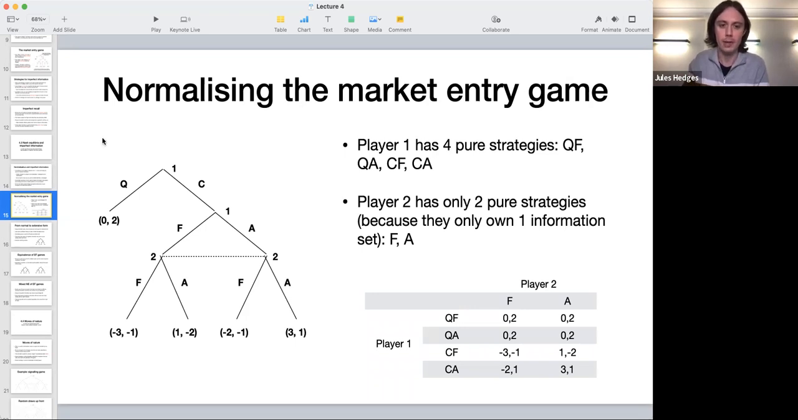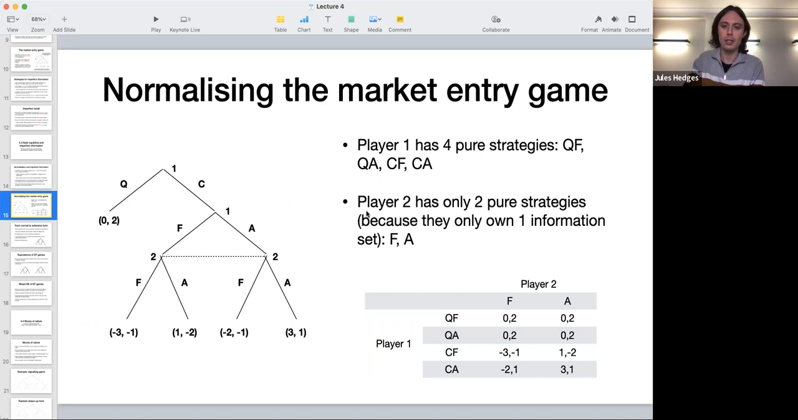So here is the market entry game, which I showed you in the previous video. As I said then, player one has 4 strategies, namely 2 where they quit, 2 where they continue, and then in each case they can either fight or accommodate. Notice that in these 2, quit-fight and quit-accommodate, by following the strategy we go here and never use the choice at this node, but this becomes important when we talk about deviations and ask what would have happened if we had gone this way.